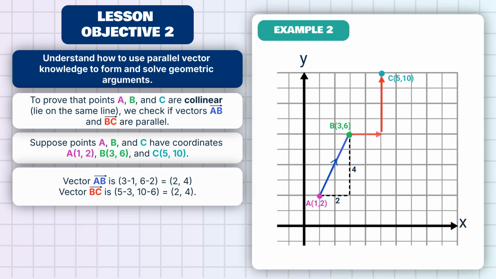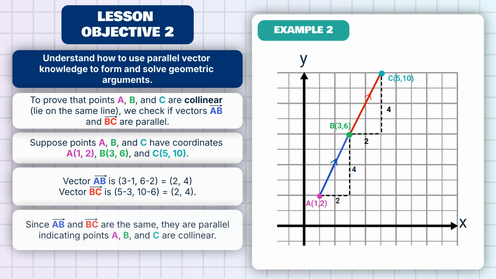Now do the same process for finding the vector BC, and we find that vector BC is also (2, 4). Since AB and BC are the same vector, they are parallel. This indicates that points A, B, and C are collinear since they lie on the same line.